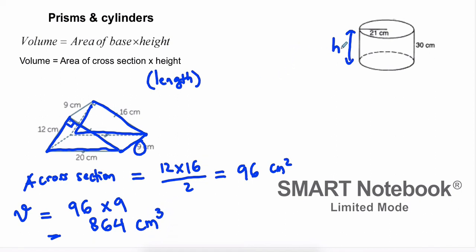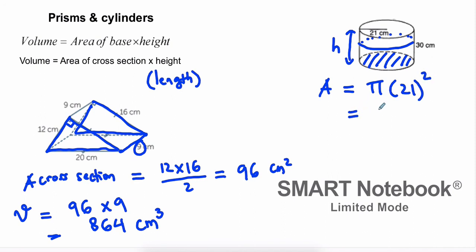Okay, now next one. Now we will try to find the volume of the cylinder, and it's very similar to prism. The formula is just area of the cross section, which means the circle here. This is the cross section of the cylinder, obviously, because when you cut it along the circle, you always get the same shape and the same size. So area of the cross section obviously will be area of the circle. So pi times radius, which is 21 squared.